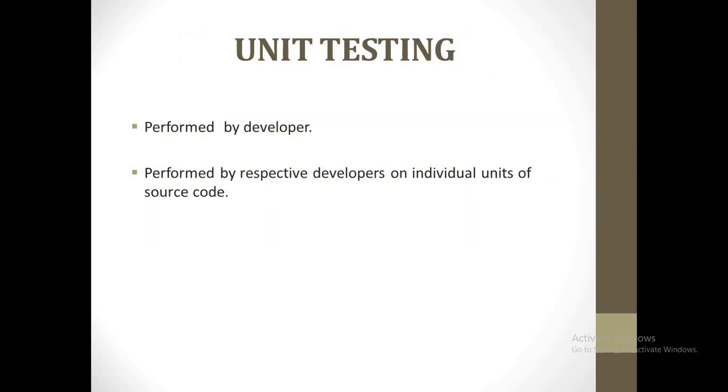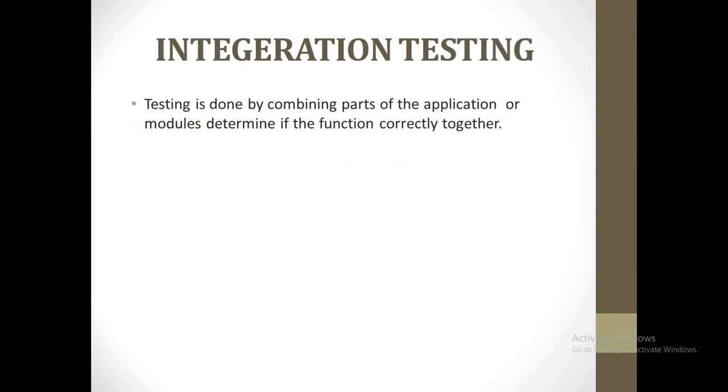Unit testing is done by the developers, and here we divide the application into modules, different units, and we test the different modules to see whether they are working properly or not. So this is called unit testing. Integration testing is where we combine all the modules, make one big module, and try to test that. So this is called integration testing. We integrate all the modules and we test.